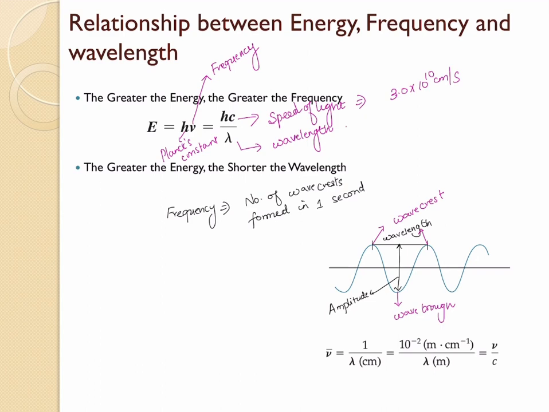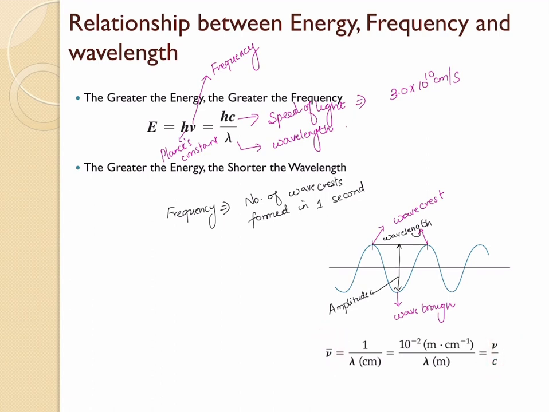Instead of frequency, we can use wave number. Wave number is denoted by this symbol, nu bar, which is basically the number of waves that is produced in 1 centimeter. So in the case of frequency, it's the number of wave crests that is formed in 1 second passing through a point, but here it's the number of waves that is produced in 1 centimeter. And we can relate the wave number with the frequency using this equation.